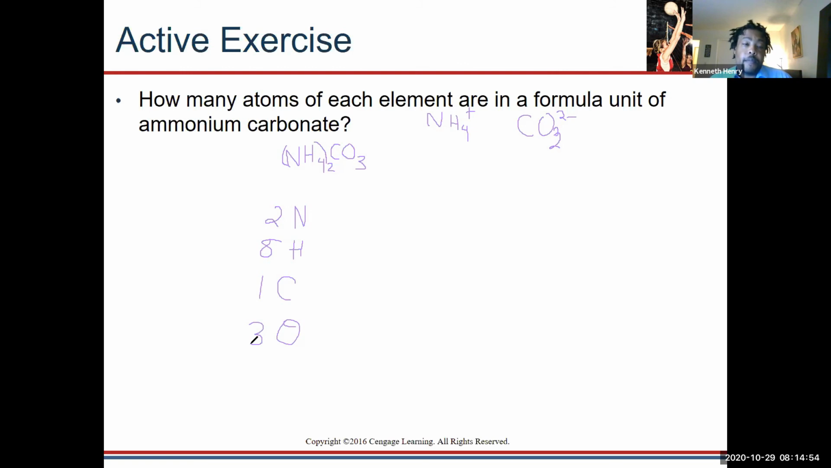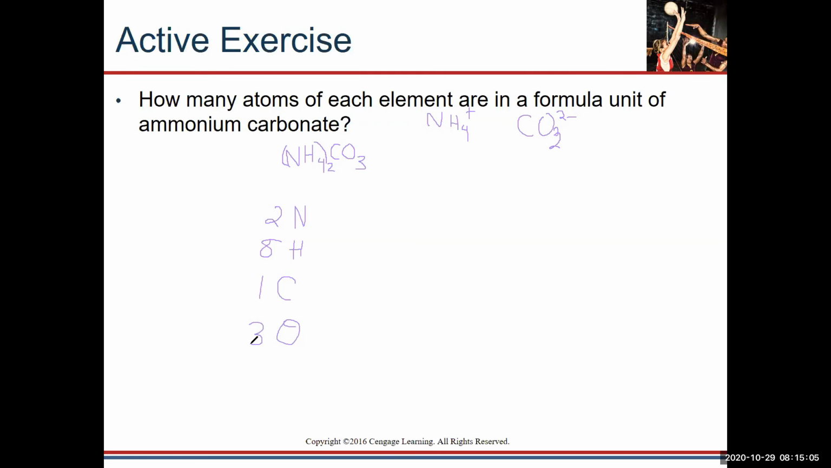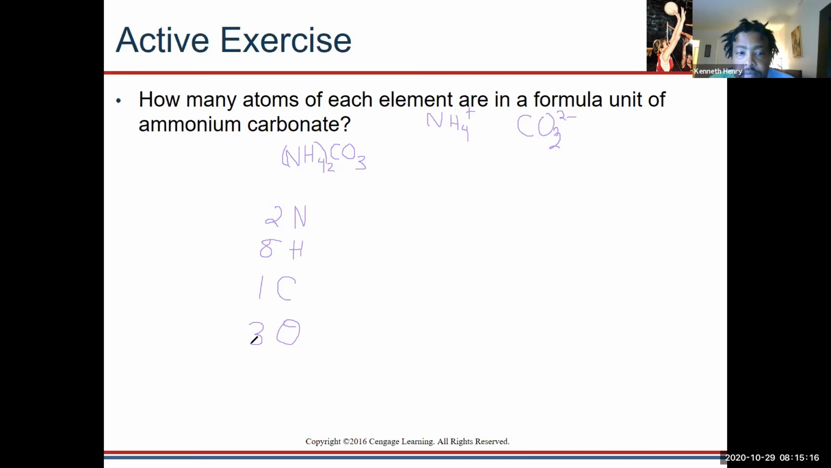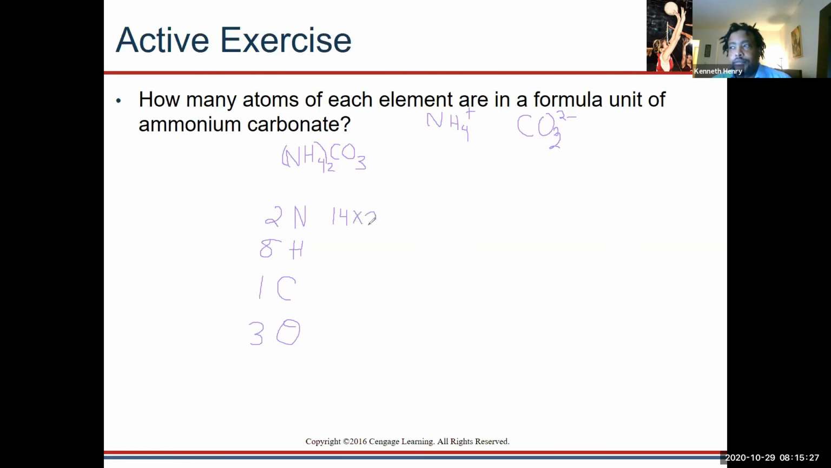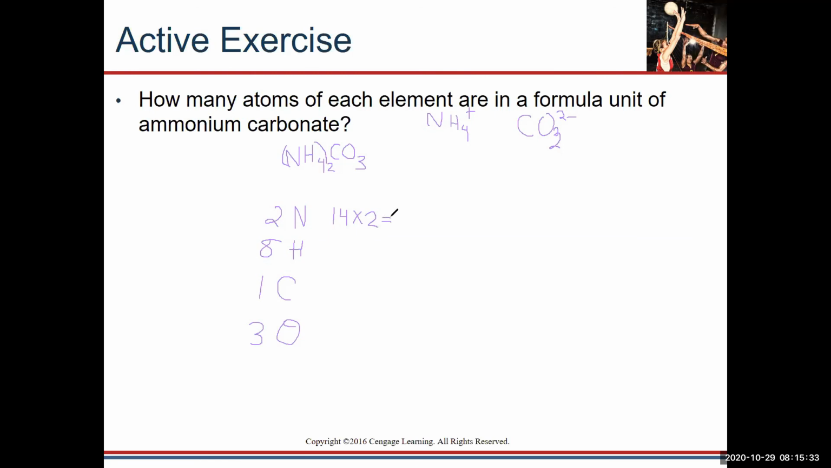So now we're going to talk about what we call a formula mass and also molecular mass. So if you guys look on your periodic table, what is the atomic mass of nitrogen? You broke up. I think he was saying 14. Yes. And we have 2 nitrogens. Is that correct? Yeah, so that's going to be 28. Okay.